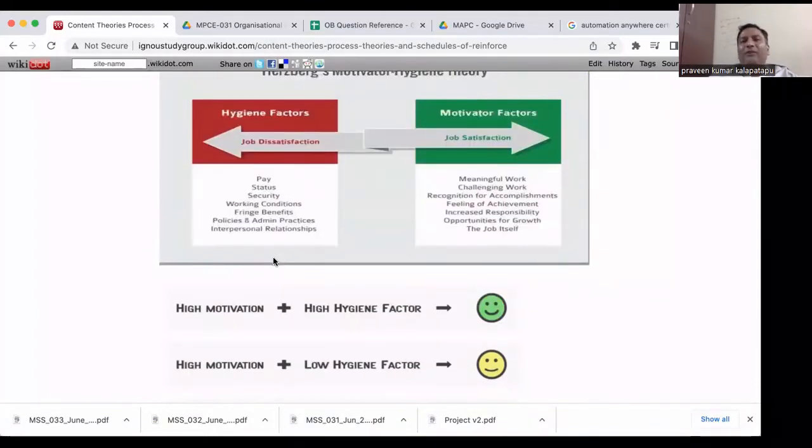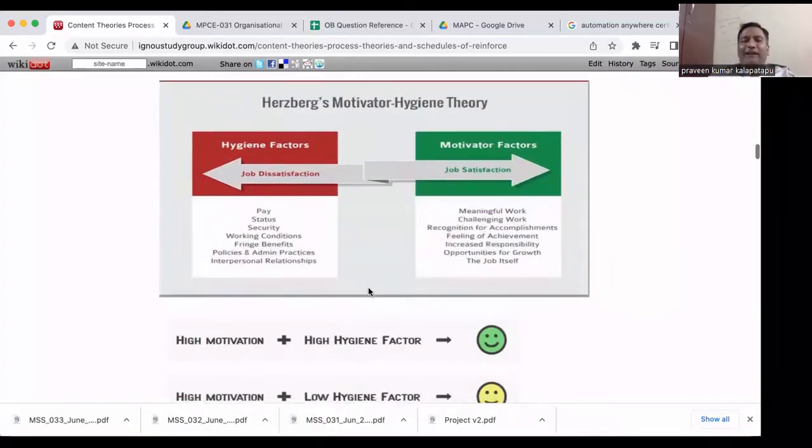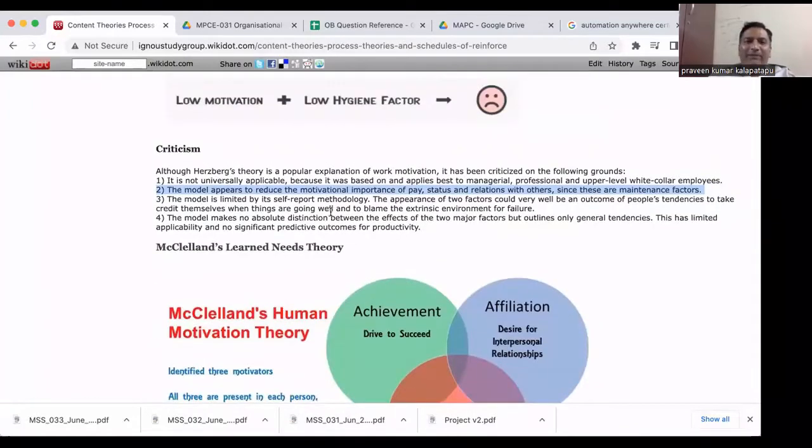Somebody is motivated to become a lakhpati or crorepati nowadays. Lakhpati doesn't have any value now, right? So somebody who wants to become a crorepati is more interested in pay. His motivation is on pay only. But here, according to Herzberg, pay is a hygiene factor, not a motivational factor, right? So that is the problem with it.